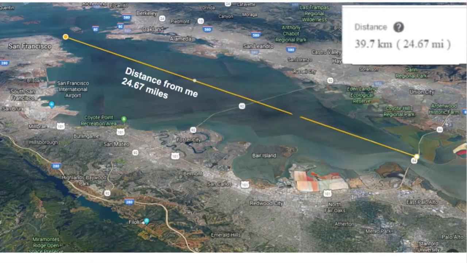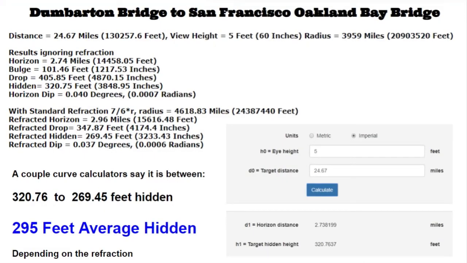So anyway, I was about 24.67 miles away, and here's a map in case you don't believe me. Using the curve calculator, this one here is from Metabunk, it came out with about 295 feet average that should be hidden. And there's a bunch of different curve calculators, or you can do it yourself if you feel so inclined.